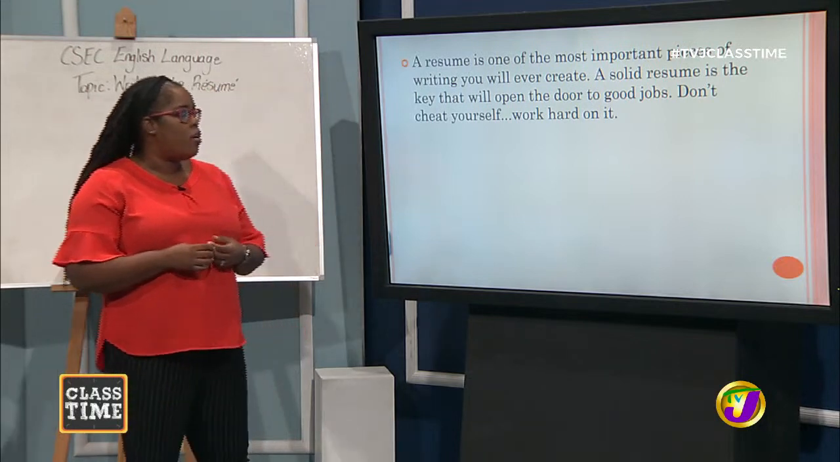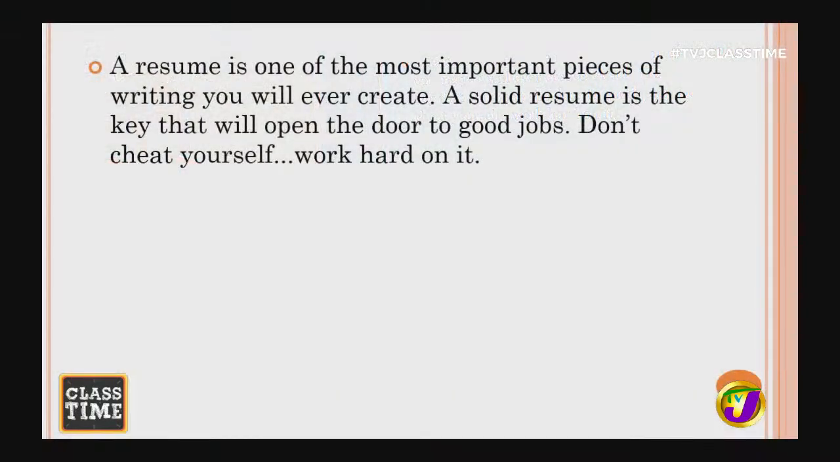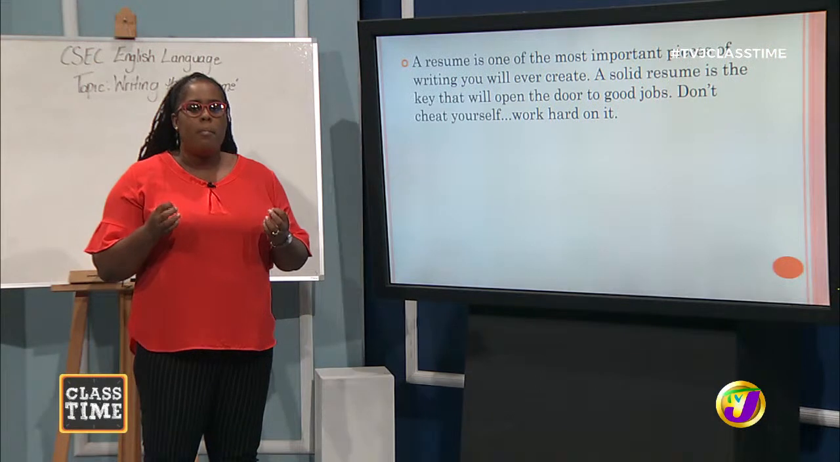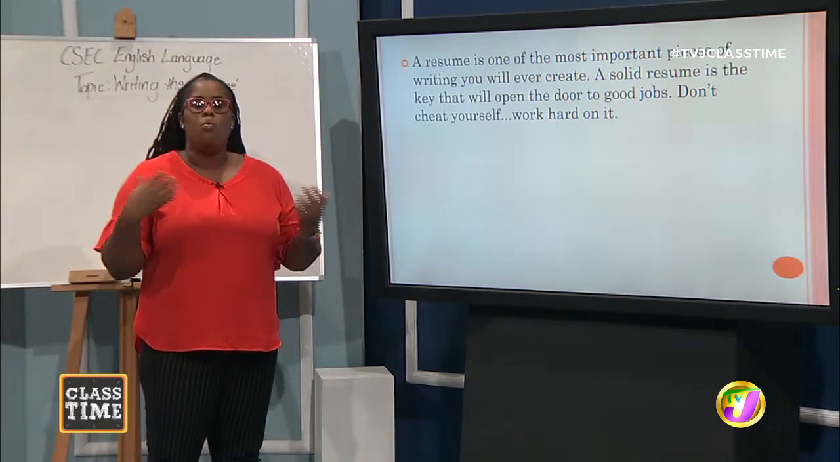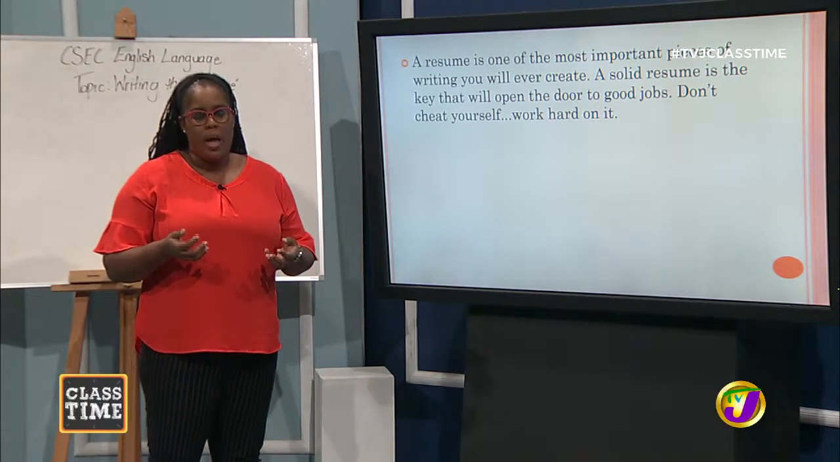All right, and here it goes on to say a resume is one of the most important pieces of writing you will ever create. A solid resume is the key that will open the door to good jobs. Don't cheat yourself. Work hard on it. Now, why is it that we keep insisting that you work hard on writing your resumes?